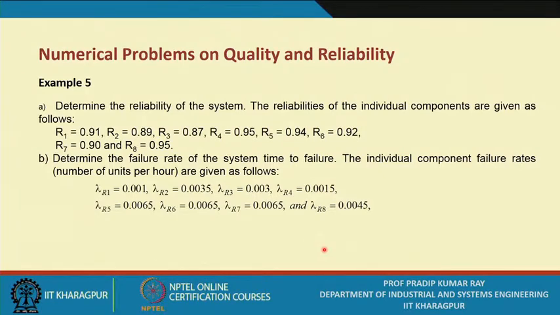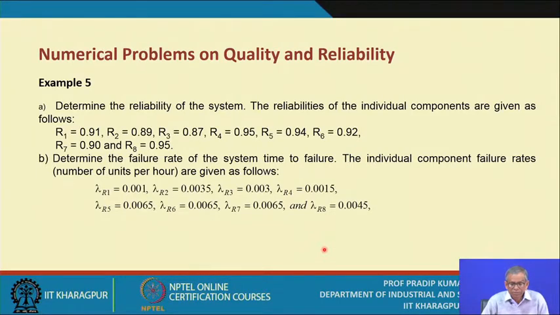Now another example I am going to discuss, that is example 5. Determine the reliability of the system. The reliabilities of the individual components are given as R1, R2, R3, R4, R5, R6, R7 and R8. That means there are 8 components. Determine the failure rate of the system's time to failure. The individual components' failure rates, in number of units per hour, are given as follows, for all 8 components.